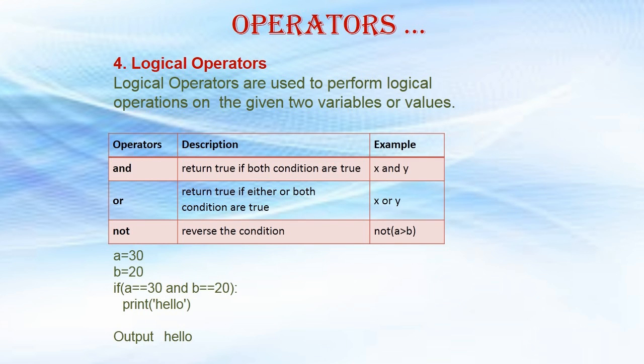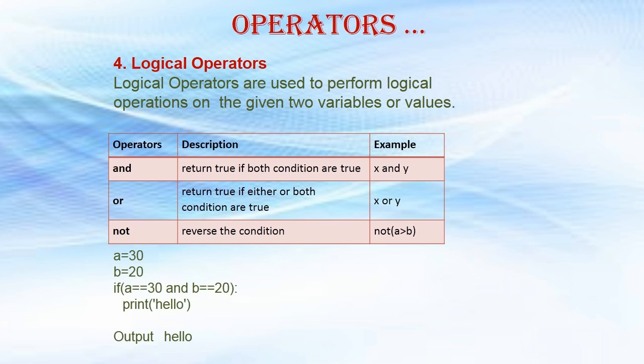So the fourth type of operators are logical operators. Logical operators are used to perform logical operations on the given two variables or values. Now we have three types of logical operators: and, or, not.